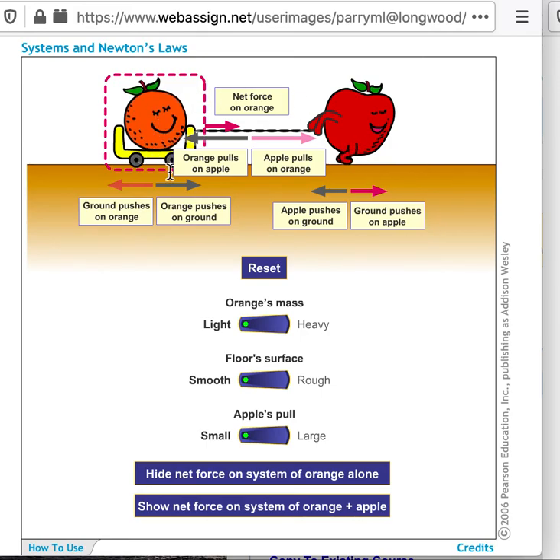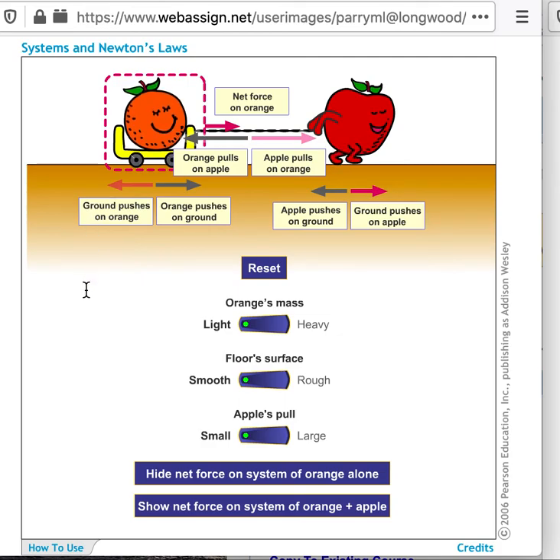So if we go through and look at the forces that are acting on the orange, the apple pulls on the orange. That's one thing that's acting on the orange. And the only other force acting on the orange is that the ground pushes on the orange, and that's kind of like the friction from the ground right there. So we have two forces actually acting on the orange, the apple pulling, and then the ground kind of pushing back on the orange.